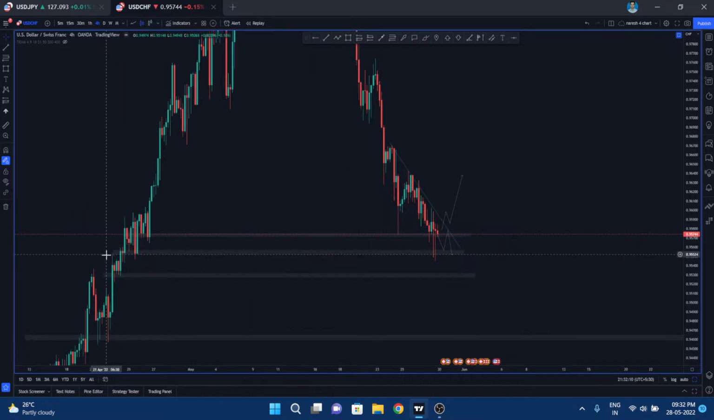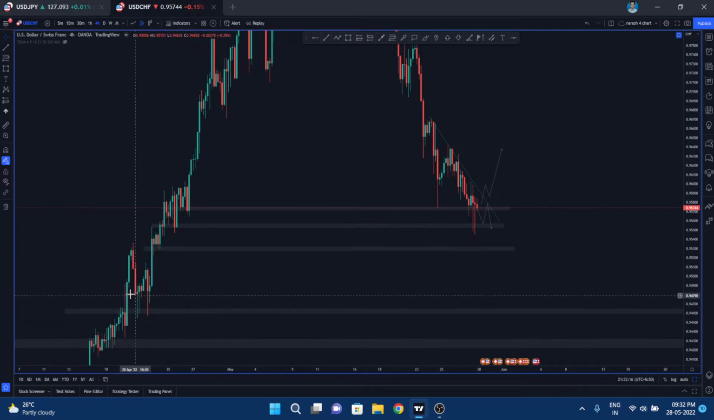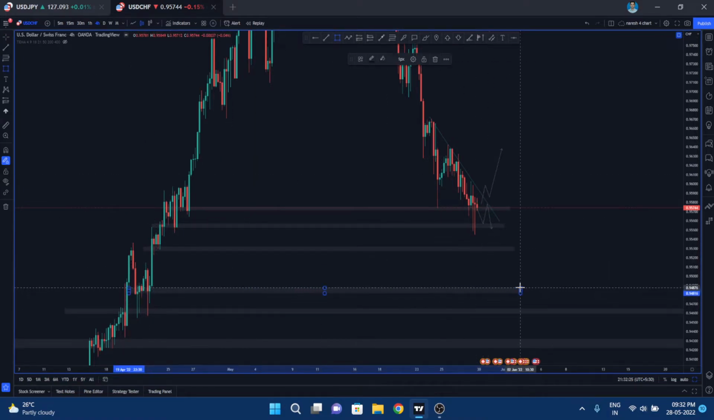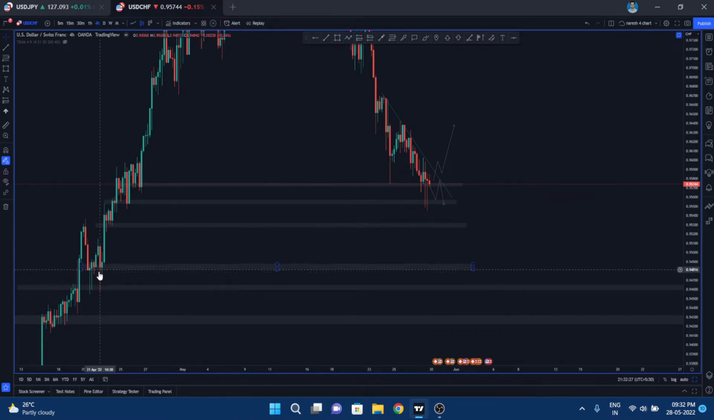But be careful with short entries, guys, because we are having a lot of support areas. This is a support area, this is a support area, and even this can be considered a support area, because twice the 4 hour candle has closed in the same zone. So you can look for support in this area as well.